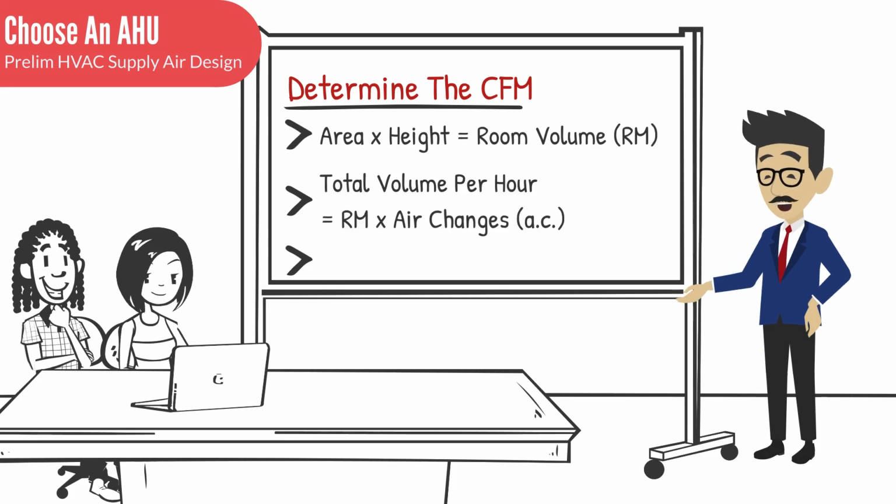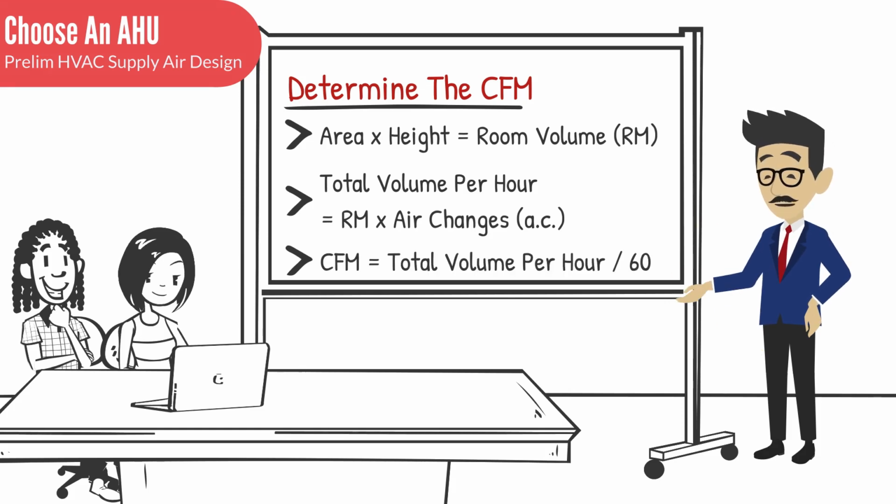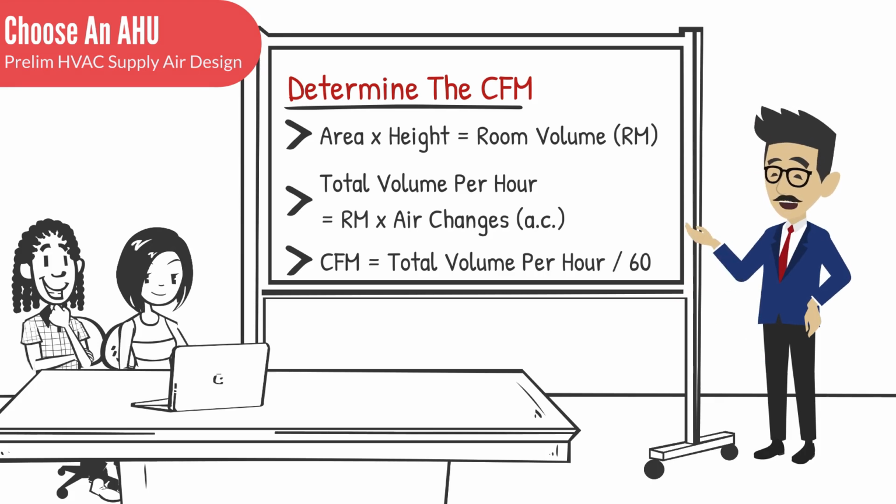Next, we'll find the total volume of air that goes through the AHU in 1 hour. That is the room volume times how many times the air runs through the AHU each hour. This number is called the air change or AC value. It is estimated by standard for each type of room. In essence, we are finding the cubic feet per hour when we multiply the room volume times the air change value. Finally, we find the CFM by dividing the total volume per hour by 60. That turns per hour into per minute. Cubic feet per minute. CFM.